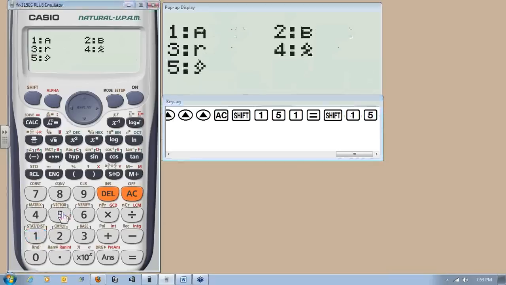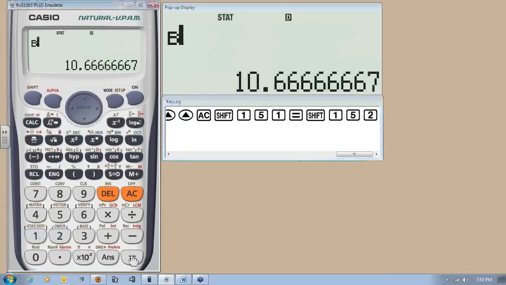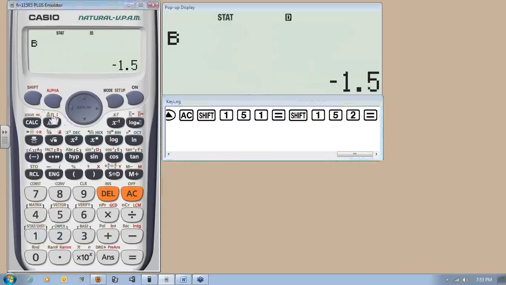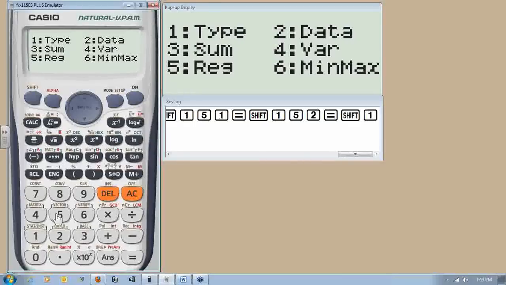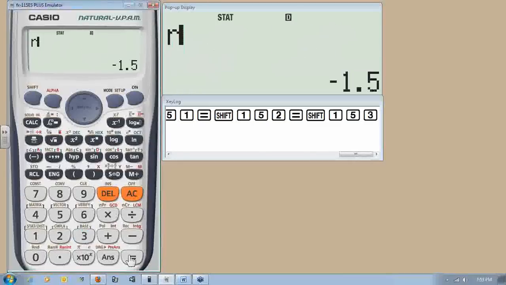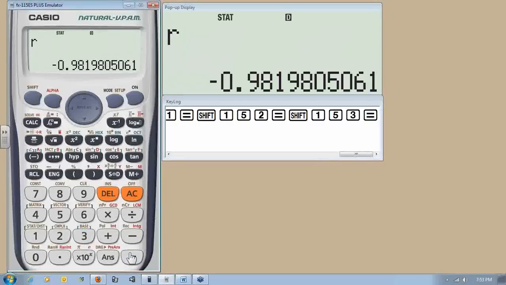I'm going to do that again, 5. I'm going to get the slope. Now I'm going to find the correlation coefficient. There you have it. You can do some predictions with the other values. I won't go into those because that's a little more of a high-end thing to do.